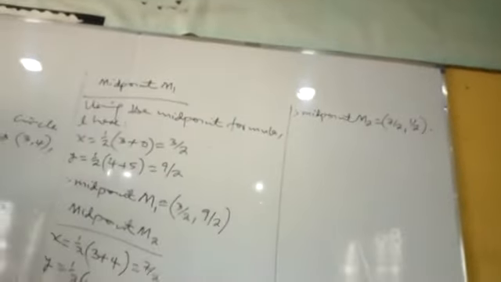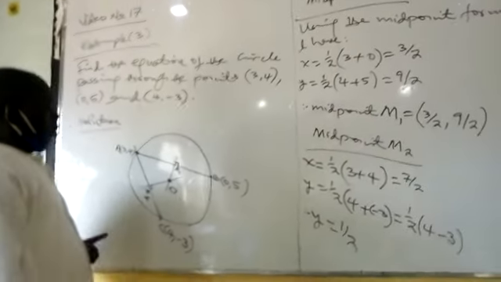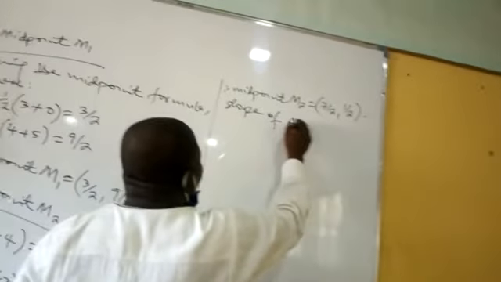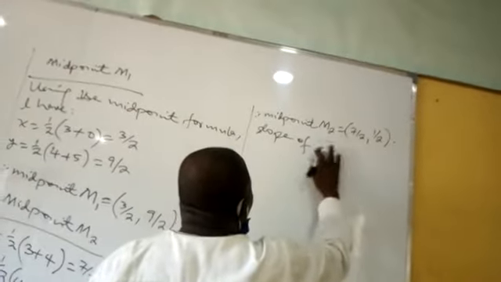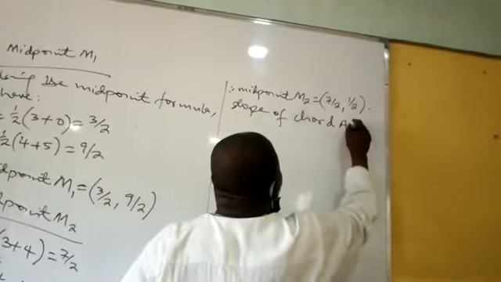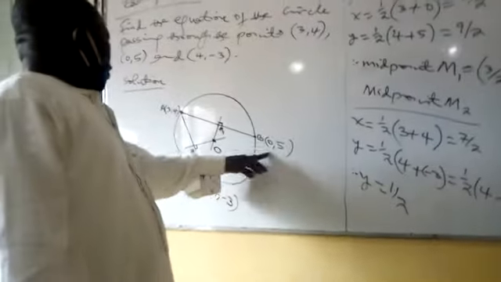Now, I've gotten the midpoints. The next thing now is to determine the slope of AB. If I know the slope of AB, I will be able to know the slope of this perpendicular bisector OM1. Slope of chord AB, using the formula for the slope, will be 5 minus 4.